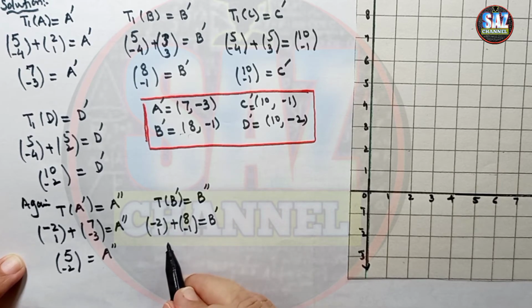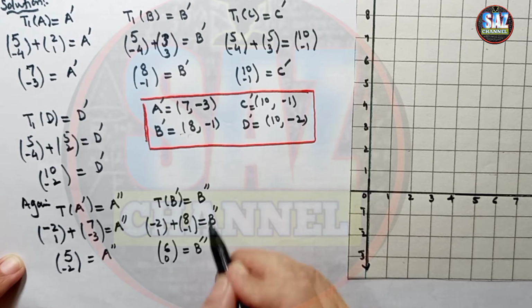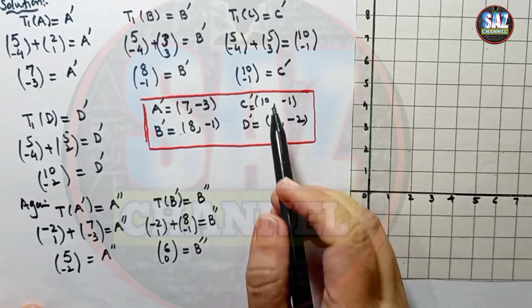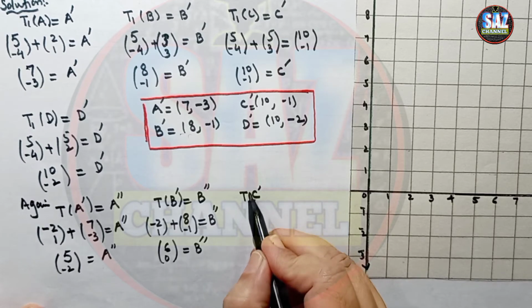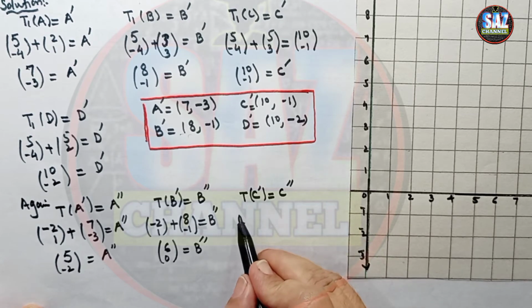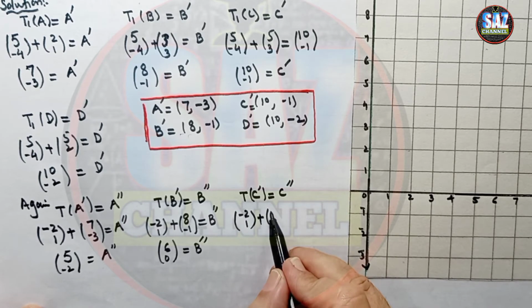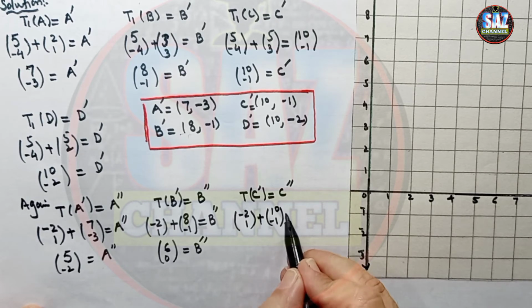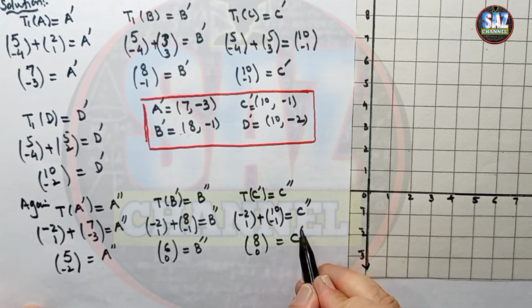8 minus 2 is 6, and 1 minus 1 is 0. B double dash. Then I have to find the new image of C', that is T of C' equals C double dash. The translation vector -2 and 1, when added to 10 and -1, gives me the new image, that is 8 and 0, and this is C double dash.